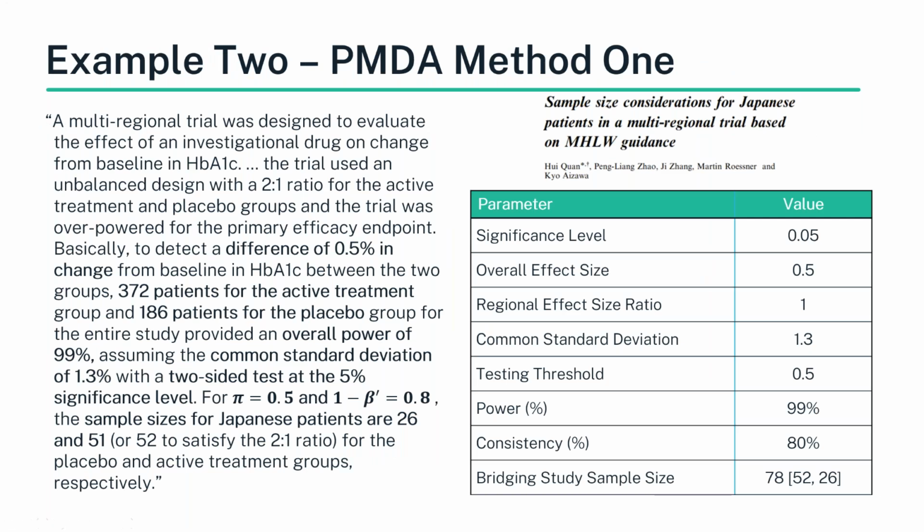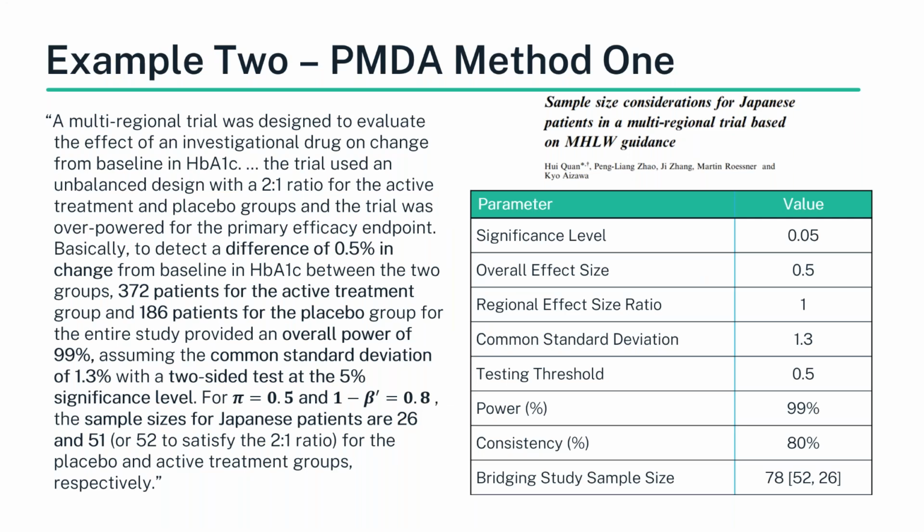So our second worked example today comes from that aforementioned Kwan et al. paper, and they describe a scenario for a multi-regional clinical trial designed to evaluate drugs' effect on baseline HbA1c, which is a measure of average blood sugar. This trial used an unbalanced design and was overpowered to detect a difference in HbA1c of 0.5%.